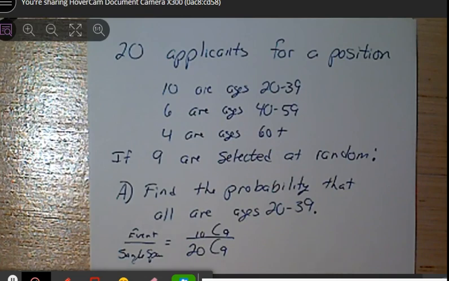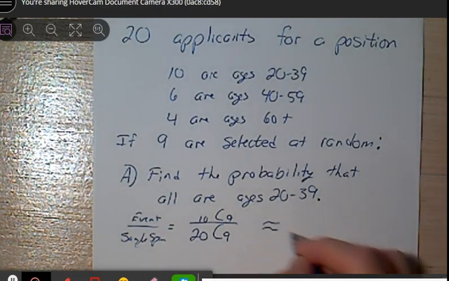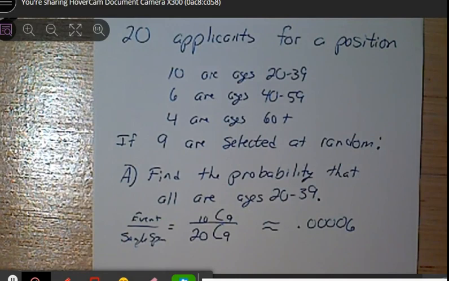Okay, so punch in those two. Those are going to be two really big numbers, so you definitely want a calculator that will do this for you. I think this one you have to go out to 5 decimal places, because the number is so small that if you don't, it doesn't show up. So for this one, it's going to be 0.00006 that all 9 picked would be in the age group from 20 through 39. That's a pretty small chance of all that happening.